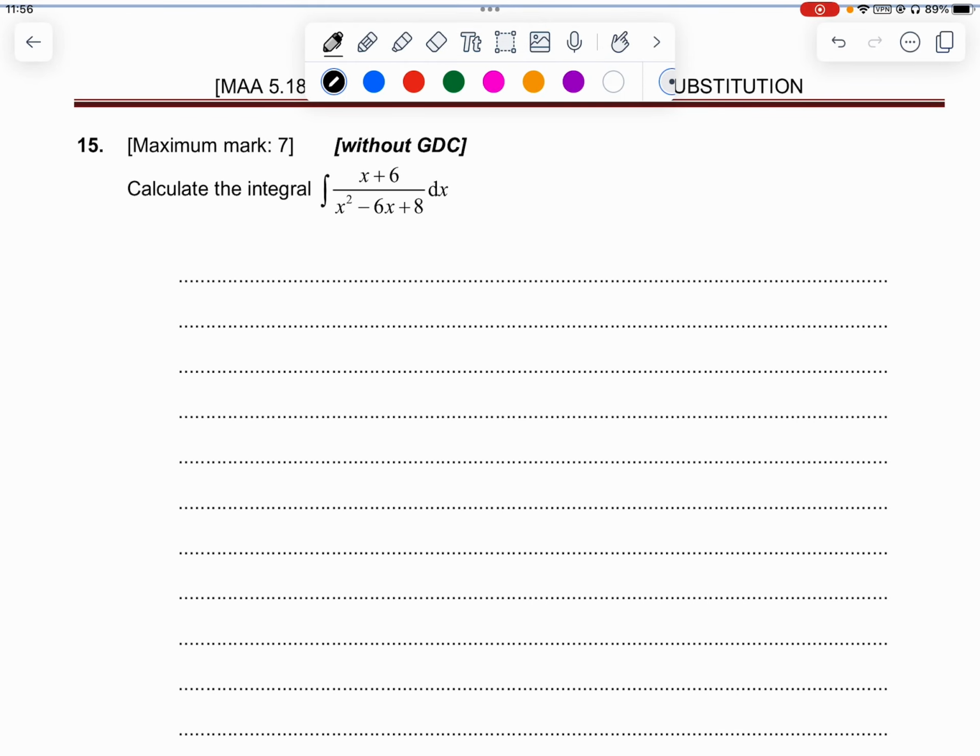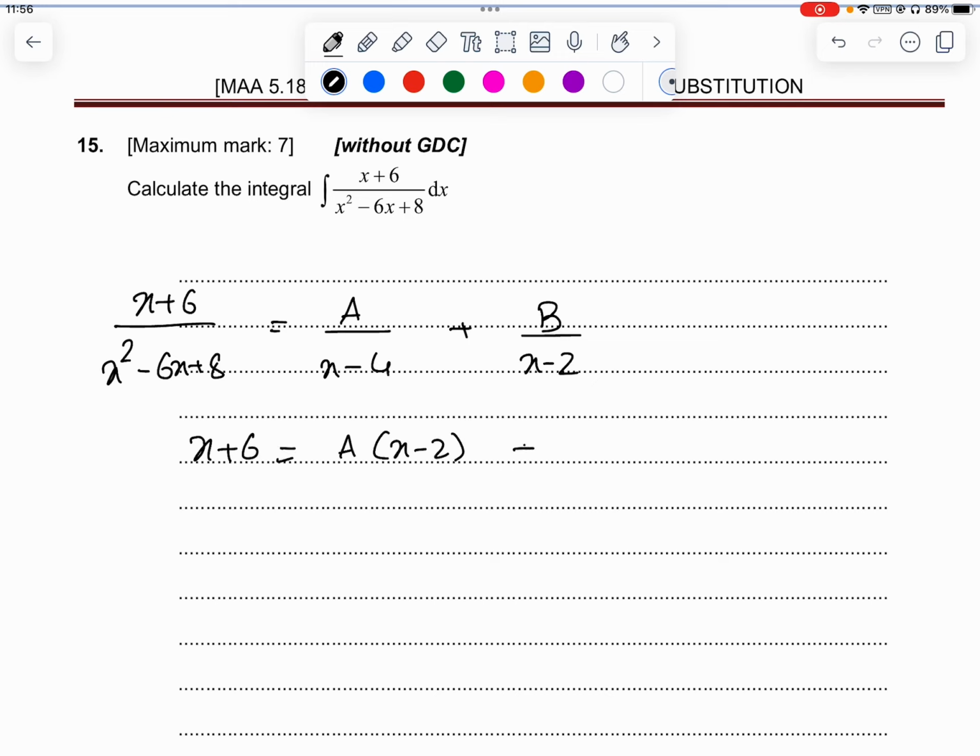Now the next one, question number 15. We have to do the partial fractions for this. So x plus 6 upon, because we can factorize the denominator. Once I factorize the denominator, I will do the partial fractions. A upon x minus 4 plus b upon x minus 2. So x plus 6 equals a times (x minus 2) plus b times (x minus 4).